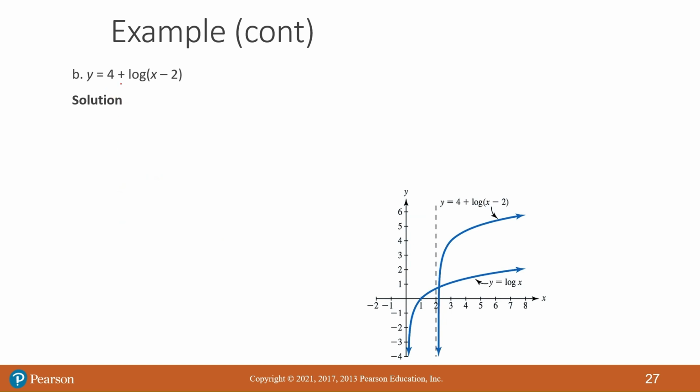Let's look at y equals 4 plus the log of x minus 2. Now here, the 4 is on the outside, that moves it up and down. The 2 is on the inside, that moves it either left or right. We can already see the graph compared over here on the right-hand side, and we can tell that there's been a shift to the right and a shift up. So we have shifted here 2 units to the right and 4 units up.